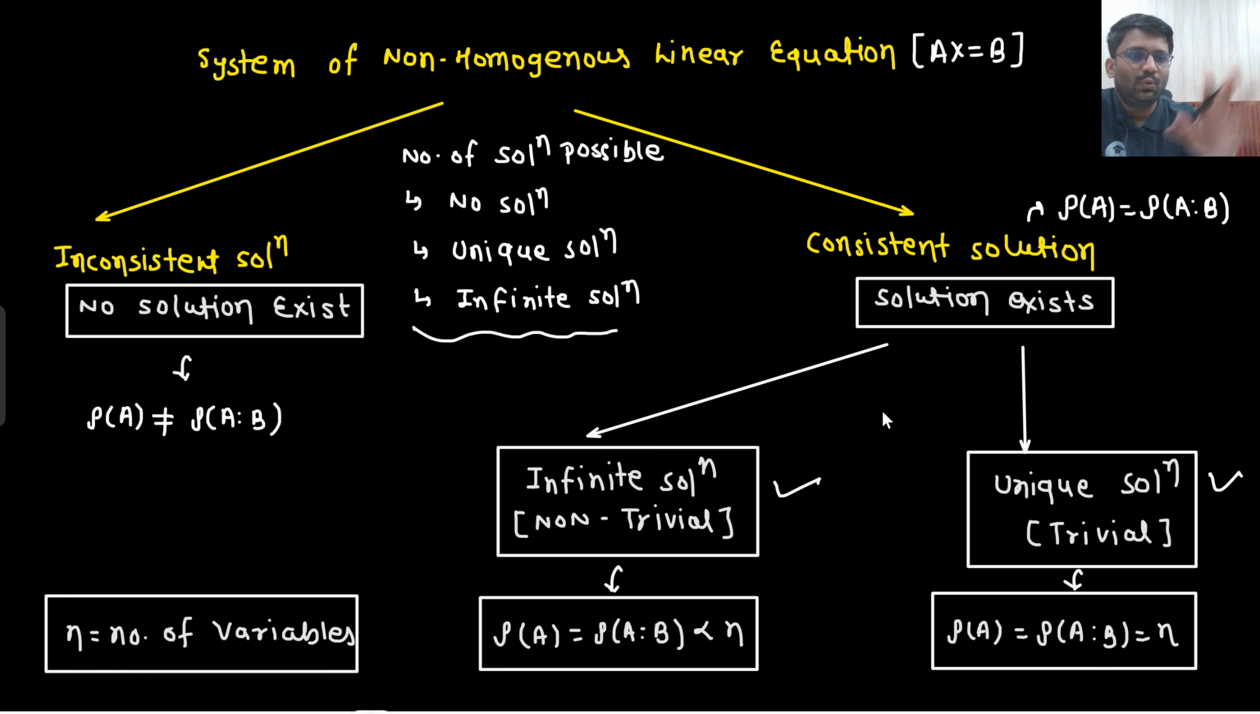Here, sir, two conditions were there: no solution and solution. You can call it inconsistent solution, consistent solution. Inconsistent solution means rank of A will not be equal to rank of A augmented B. Consistent solution means rank of A will be equal to rank of A augmented B.